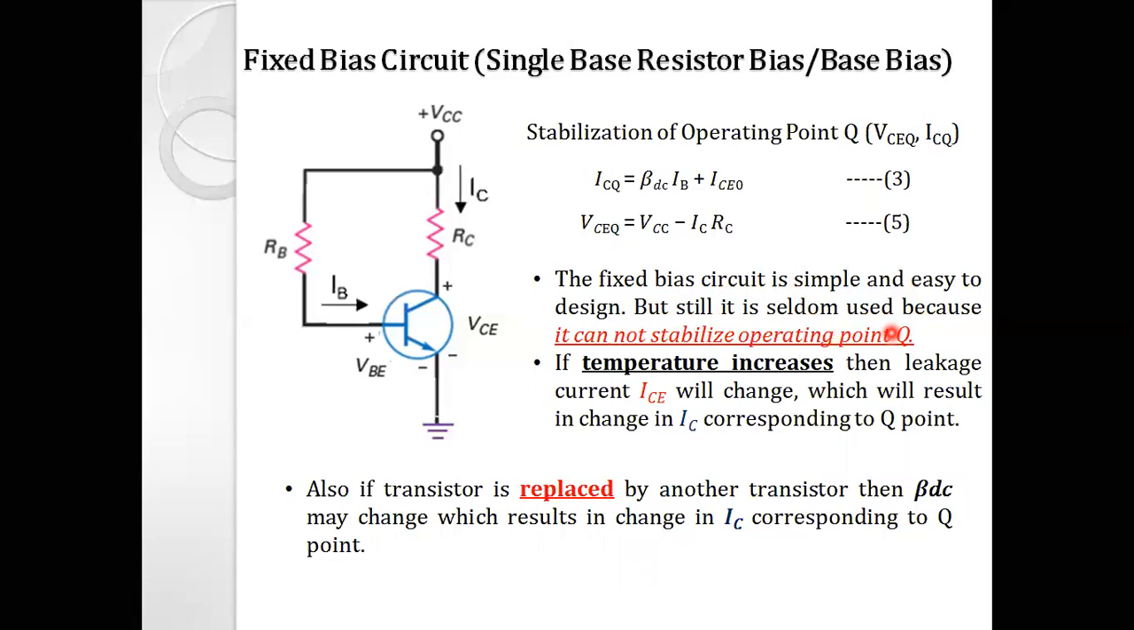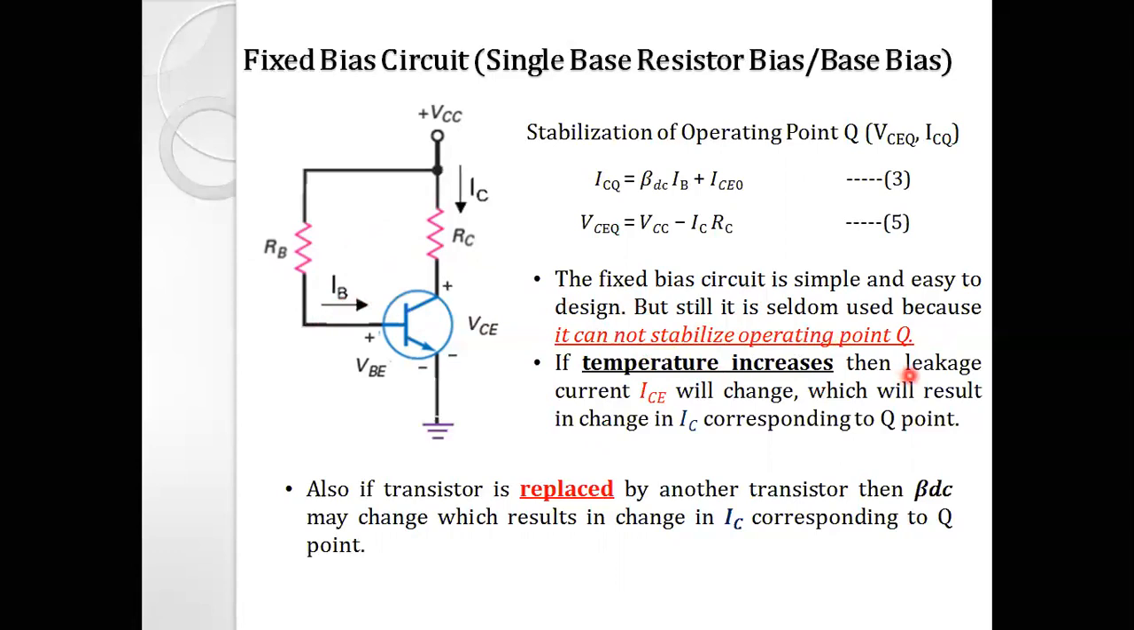right? While starting this session, in the first slide, I mentioned the requirements from the biasing circuit. One of the requirements from the biasing circuit was to stabilize the operating point. But this biasing circuit is not able to give us the stability of the operating point, right? It is not effective as far as the stability of the operating point is concerned. So that is the biggest disadvantage of the simple bias circuit, which is the fixed bias circuit.